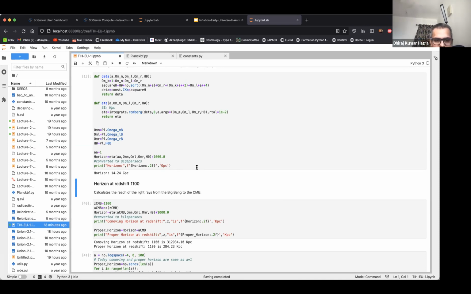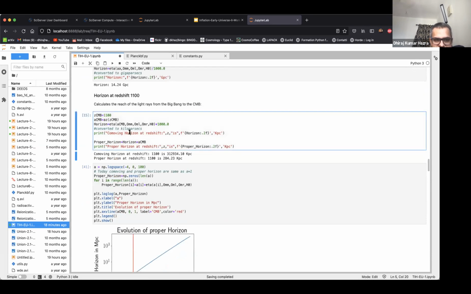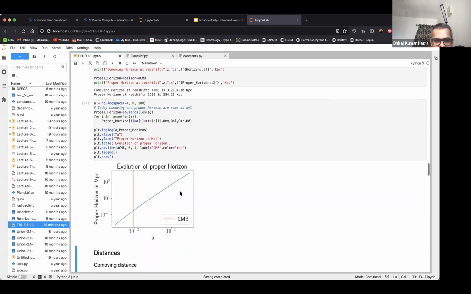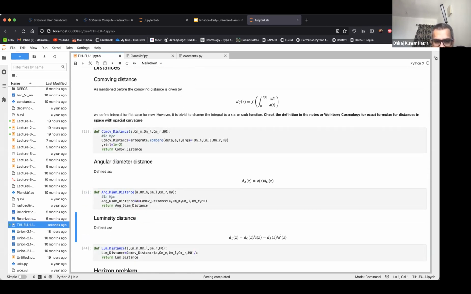All right. Horizon at redshift 1100: ZCMB, for example, I have defined at 1100. Proper horizon was 284.23 kiloparsec. Evolution of proper horizon, how proper horizon changes with time. Co-moving distance is when you take out the a factor. Angular diameter distance, this is the definition. Luminosity distance, we discussed again.